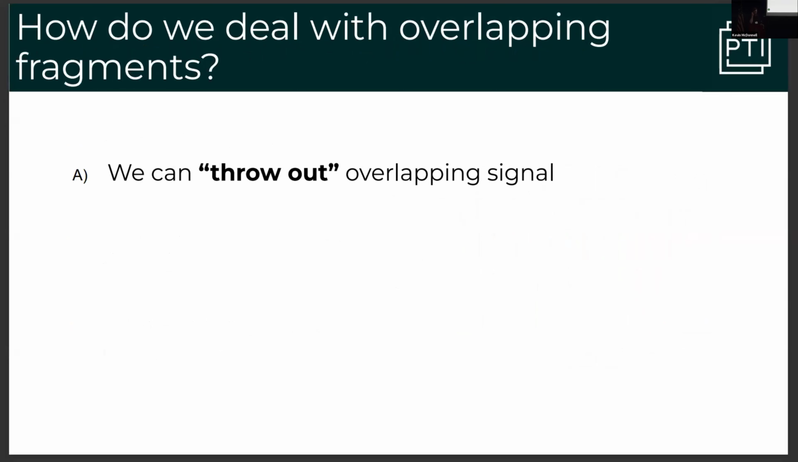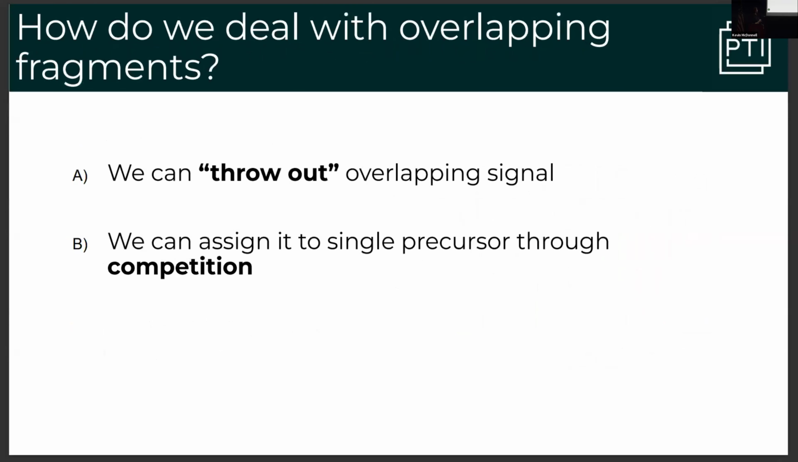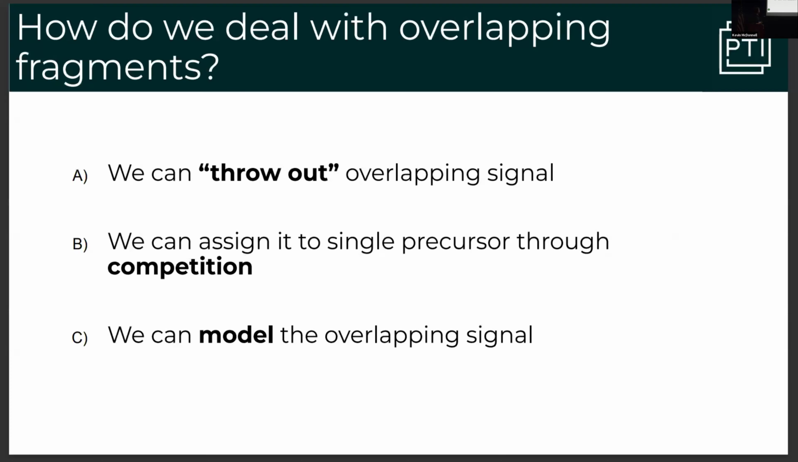You can think of different ways. Some current technologies throw out overlapping signal, I think it was talked about yesterday. There are others that assign it to a single precursor through competition. And I guess with both of these methods, as we drive more and more towards greater multiplexing, you're maybe getting rid of some of the signal you want to use. So there's an alternative, where we can model this overlapping signal. Make the assumption it comes from multiple sources. Can we try to deconvolve those sources into the individual contributions? This is the approach we took.